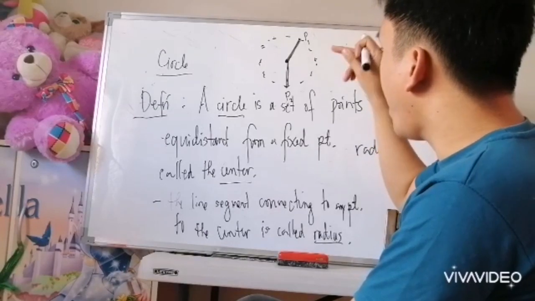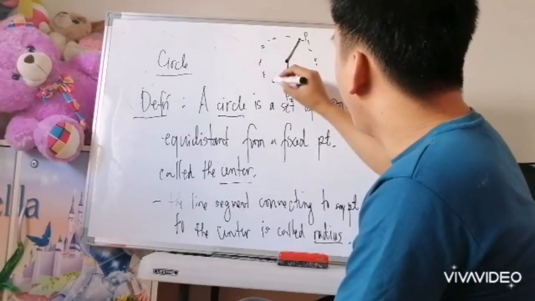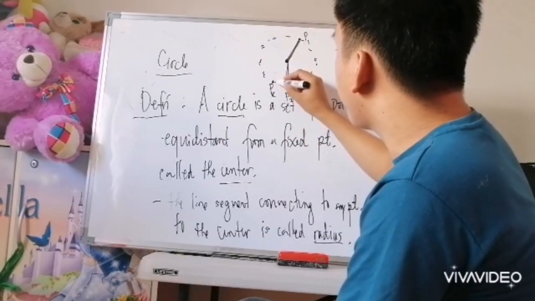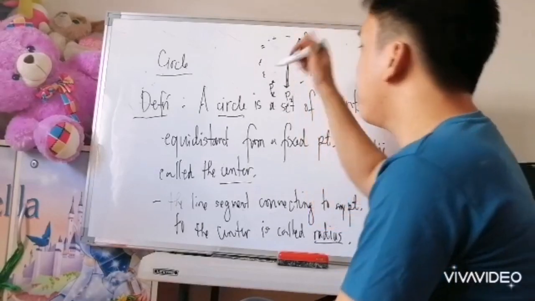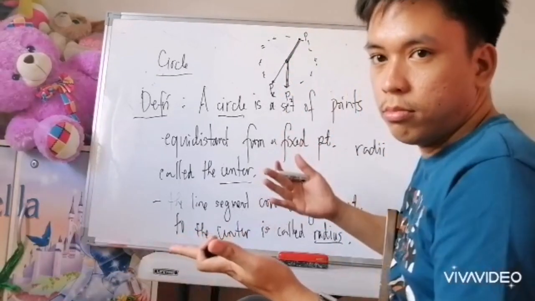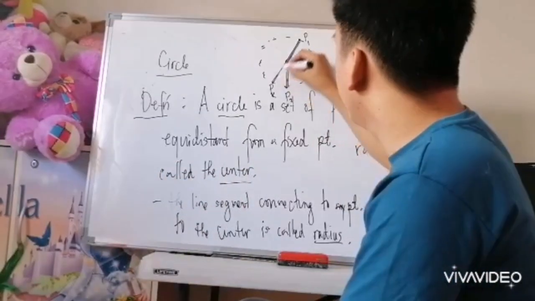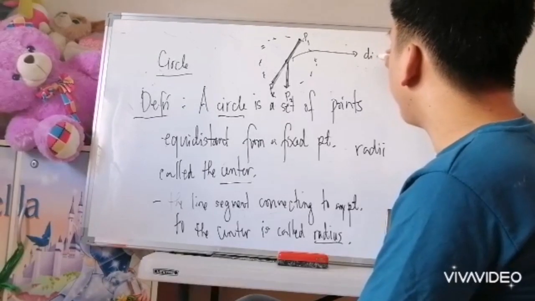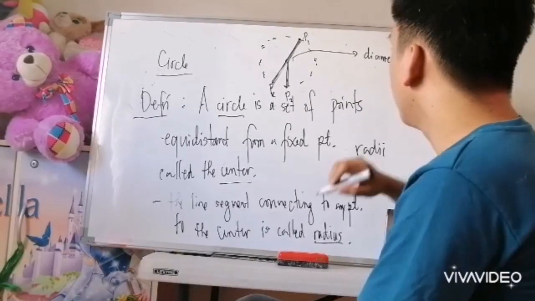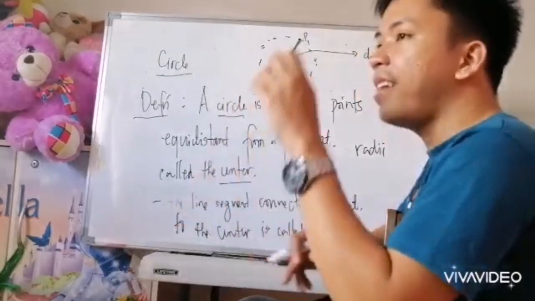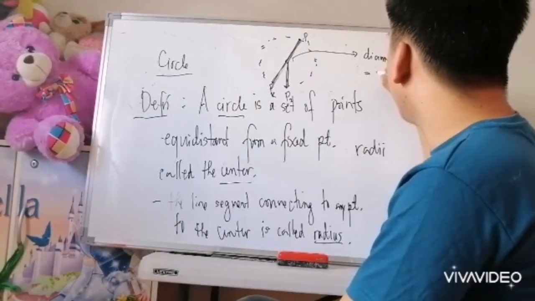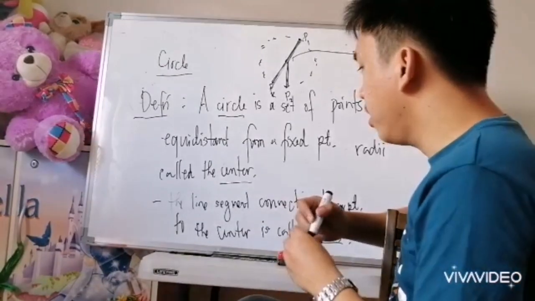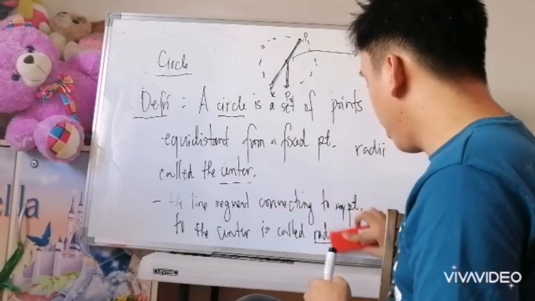Now what happens if I pick here point p sub k? We have an imaginary line segment connecting from p sub k to p sub 1, passing through the center. This imaginary line segment is called a diameter, which implies that a diameter is equivalent to twice the radius.